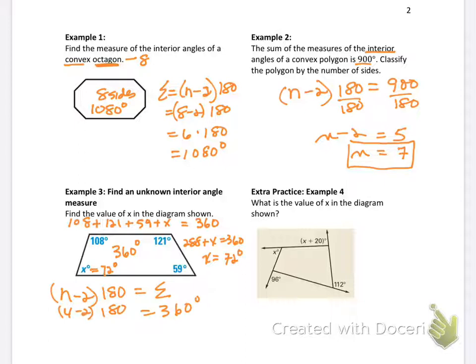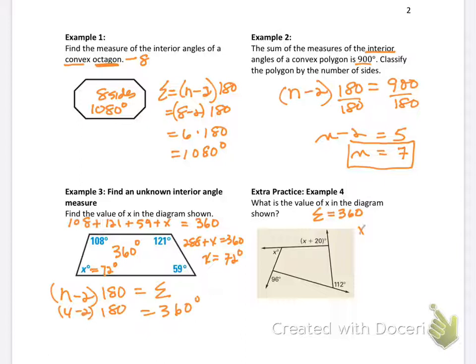Okay, what's the value of x in the diagram shown? All right, well, what are we looking at? We're looking at not interior angles, but we're looking at exterior angles. Exterior angles will always sum to 360. Remember, it's like going around a circle. So we're going to do the same procedure we've done for example 3, only now our sum is going to be 360 because it's exterior angles. So there's no reason to use the n-2 formula.